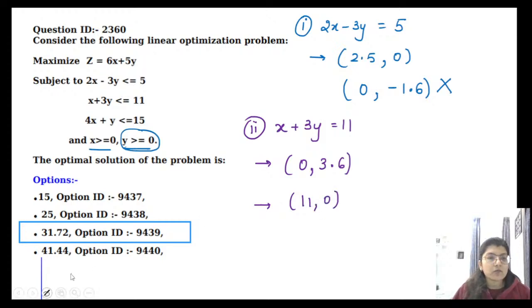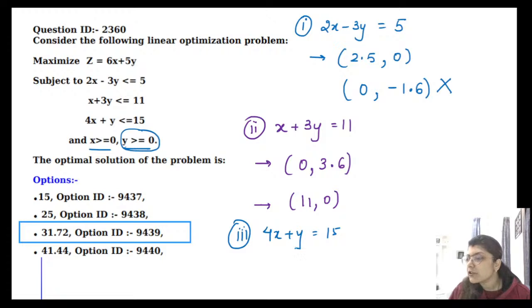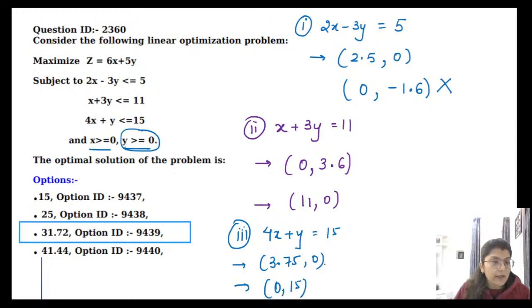Okay, then next I have the third line, that is 4x plus y equal to 15. Now again I'll substitute x and y. What coordinates will I get? First will be 3.75 comma 0, and second, I hope you all know how I'm getting these points. I'm simply substituting first x as 0 and then getting the value of y, and then I'm substituting y as 0 and getting the value of x. So this is how you will get these coordinates.